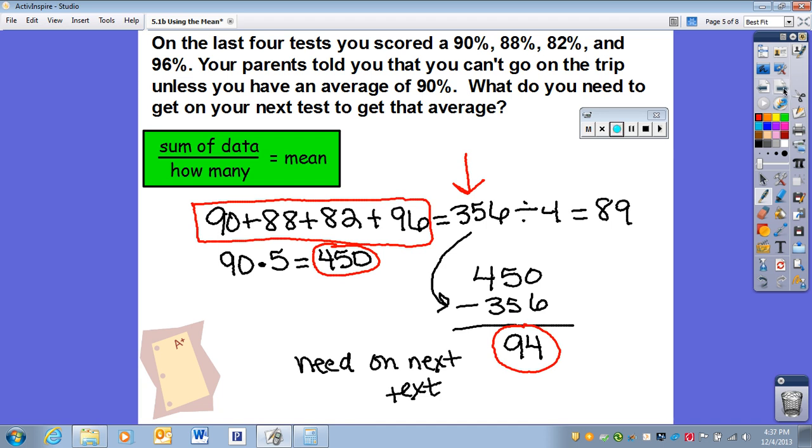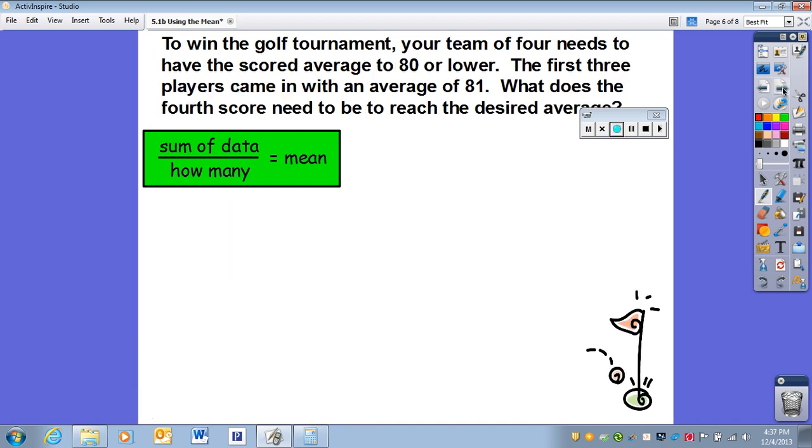Let's try another example that's similar to this. To win a golf tournament, your team of 4 needs to have a scored average of 80 or lower. The first 3 players came in with an average of 81. What does the 4th score need to be to reach the desired average? Remembering that in golf, the lower the score, the better.